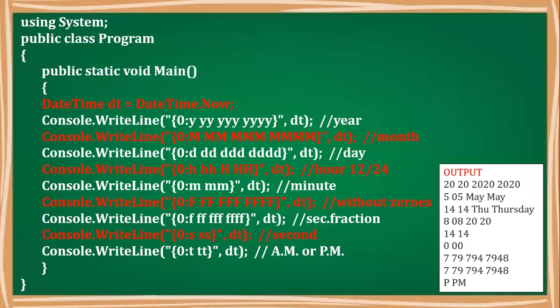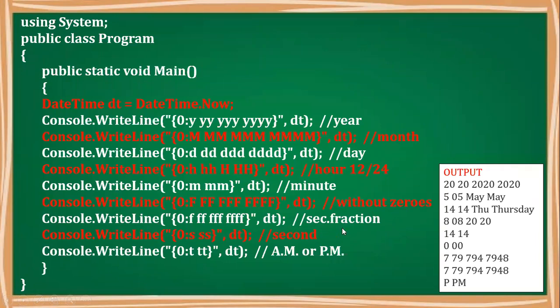But when I ran that particular program, it was 14, so it is represented as 14 regardless of you printing single M. Then MM is again the 2-digit minutes. Next is Console.WriteLine without zeros. So obviously there is nothing without zero, so it is printing 0, 0, 0.